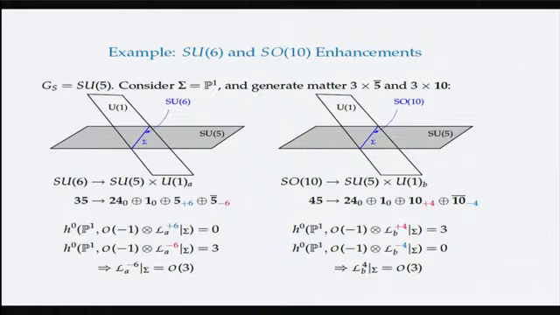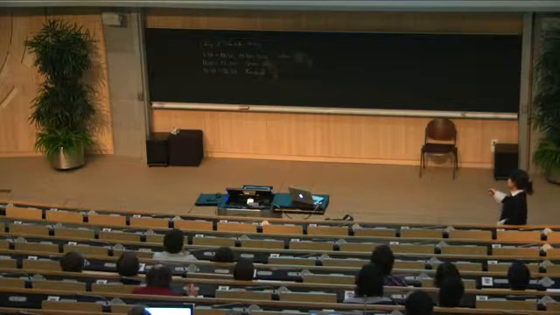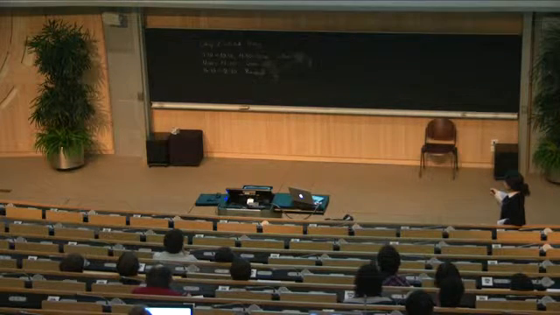And we'd like to generate 3 generations of 5-bar matter and 3 generations of 10 matter, right? This is something that we would like to do in order to have at least the bare bones of a GUT model. So for SU(6), we said we can decompose the adjoint to the 5-bar, and the charges under this U(1) were +6 and -6.